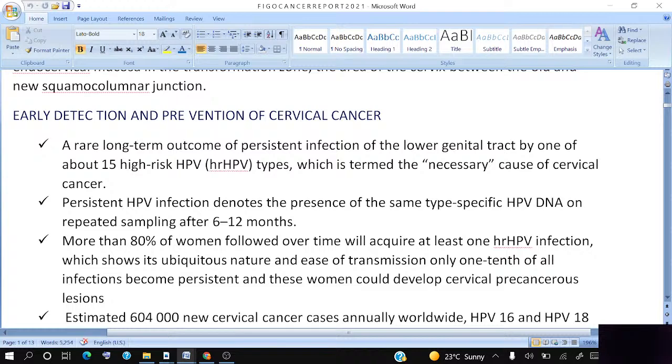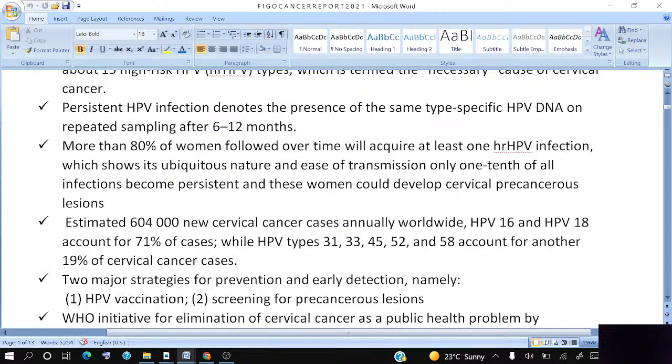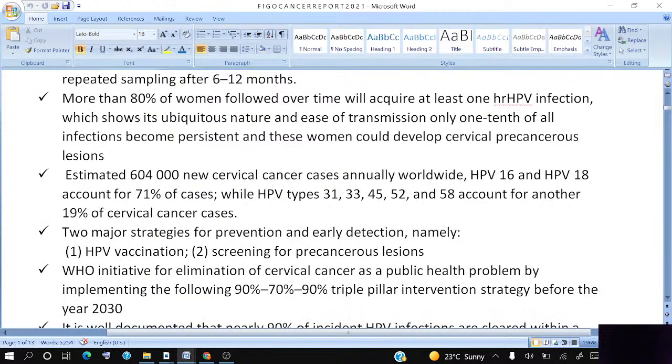More than 80% of women over time will acquire at least one HPV infection, which shows its unique nature and ease of transmission. Only 1 in 10 of all infections become persistent, and these commonly develop into cervical pre-cancer lesions. The estimate is around 604,000 new cervical cancer cases annually worldwide.